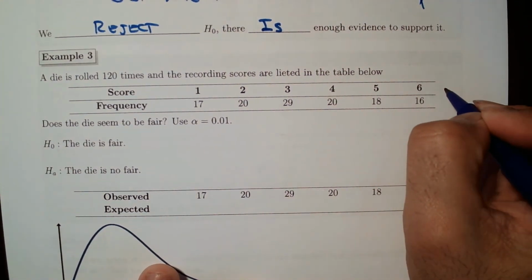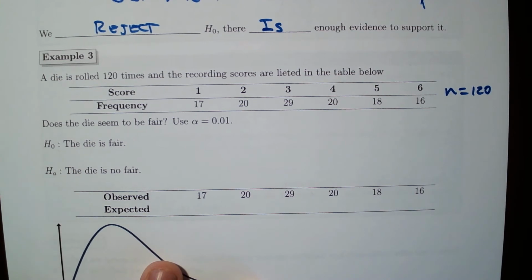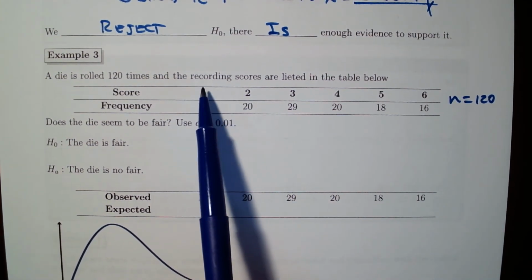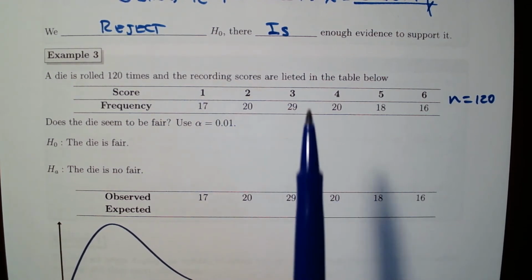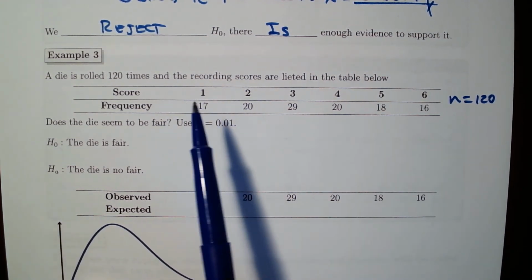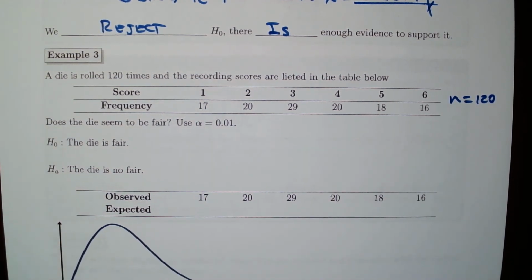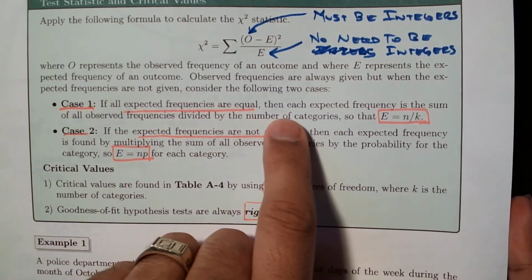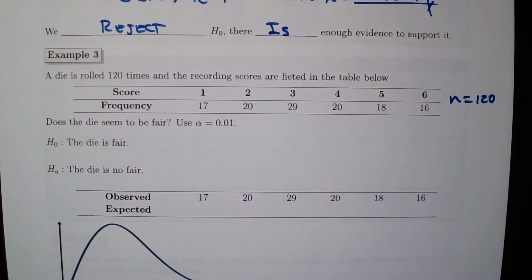Here, n equals 120. In this case, as opposed to the previous example, they're not telling us that we would expect 20% of 1s, 5% of 1s, or 35% of 3s. No, in this case, we want equal probabilities, which takes us to case 1, in which all frequencies are equal. All frequencies are equal in order for the die to be fair.